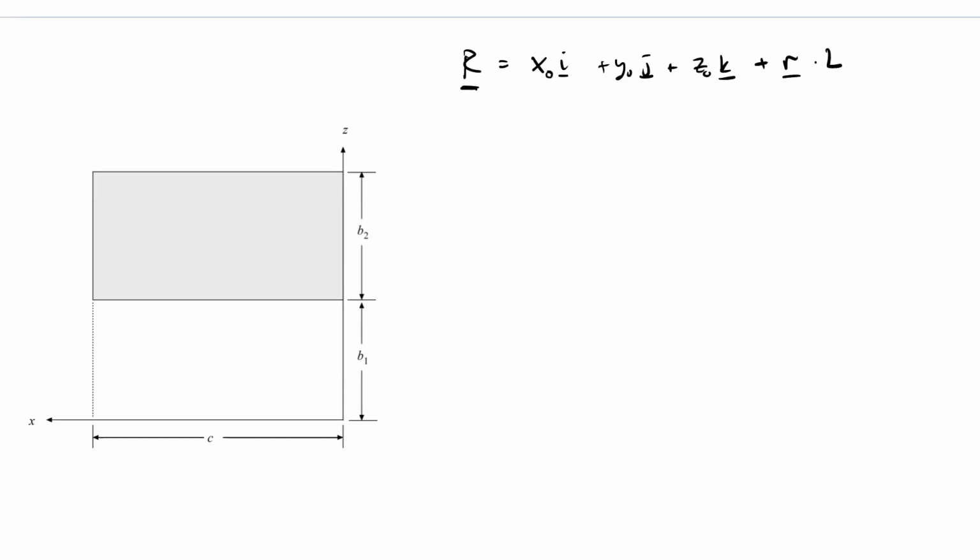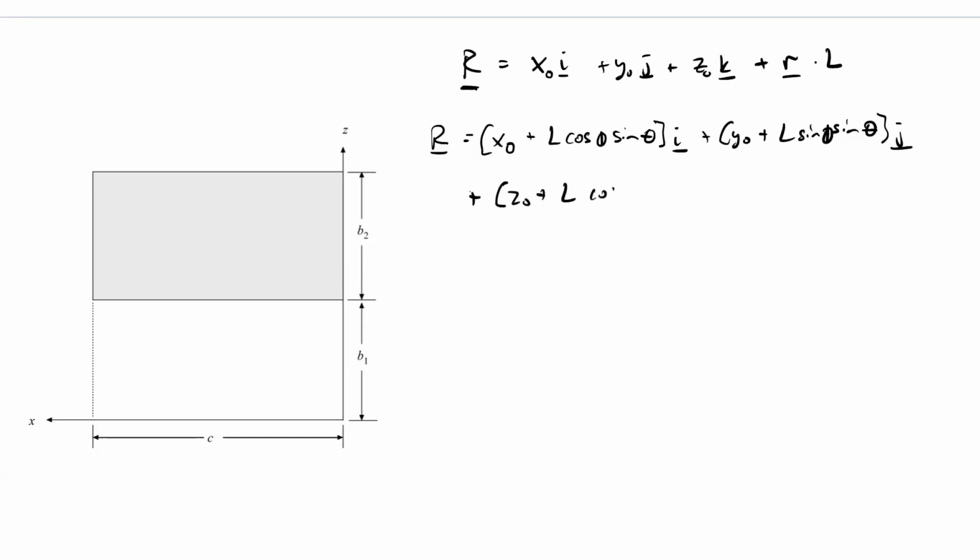Okay, so let's just write this out all the way so we know what these components are. R underline is going to be: the x0 part is x0 plus L times cosine of phi sine of theta in i, plus the j part is y0 plus L sine of phi and sine of theta in j, and then plus the k part, which is z0 plus L cosine of theta in k. Right, so that's where we're hitting.